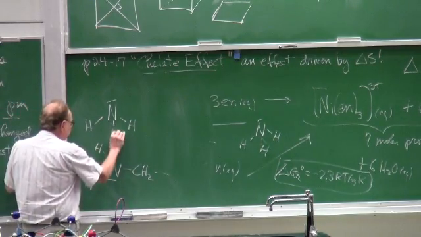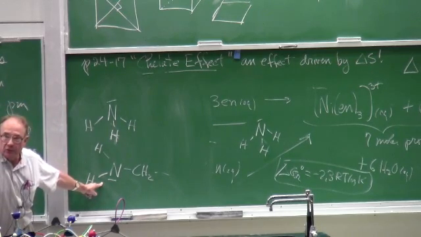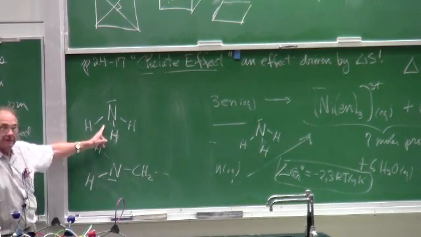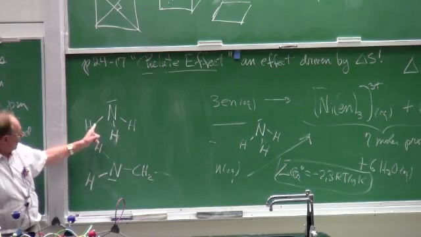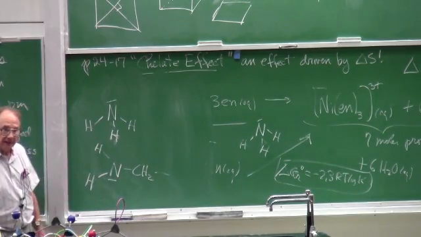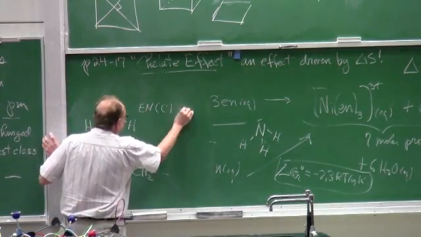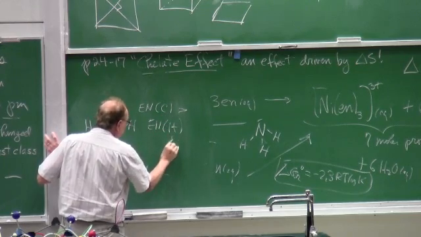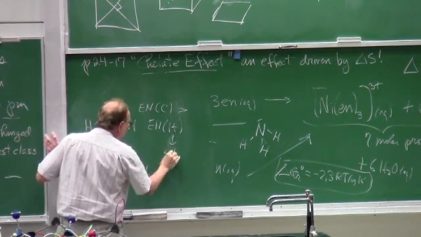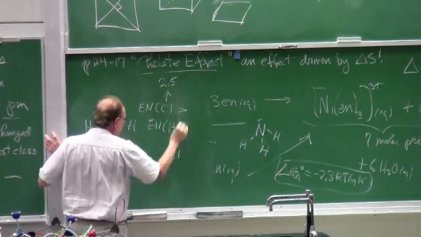We have recognized that the ethylene diamine nitrogen is a somewhat stronger Lewis base than is the ammonia nitrogen. Why is this? Because the only difference is a single NH bond versus a single NC bond. And the electronegativity of C is greater than the electronegativity of H. This is 2.1 on the Pauling scale. This is 2.5 on the Pauling scale.